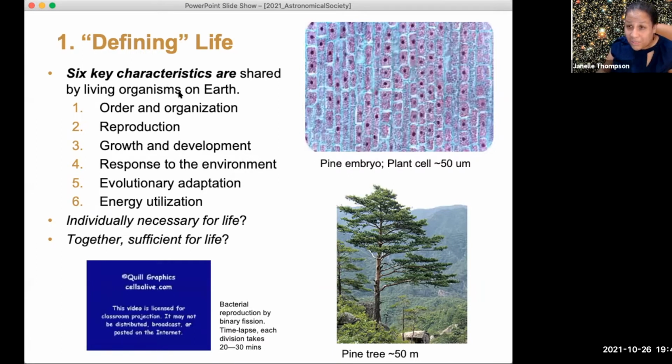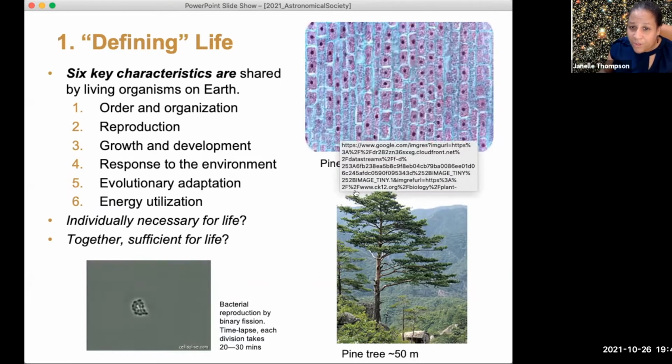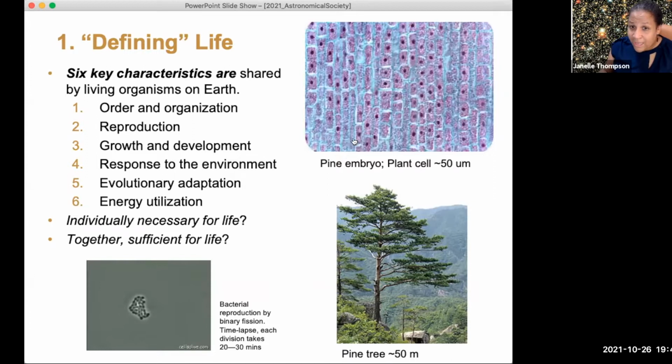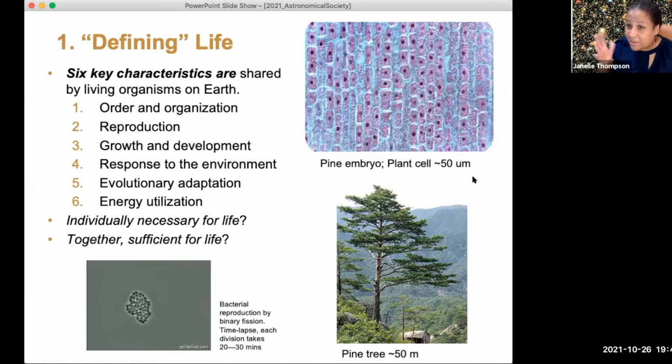So order and organization. When we look at life on Earth, we see that there's structure down to the subcellular level even. So you're seeing right here, this is an up close view of a pine tree embryo. And so each one of these squares here is a plant cell that's at about 50 microns in dimension. And inside of the square, you see a little red dot, and that's actually the DNA or the nucleic acid, the genetic material of the cell that's been stained.